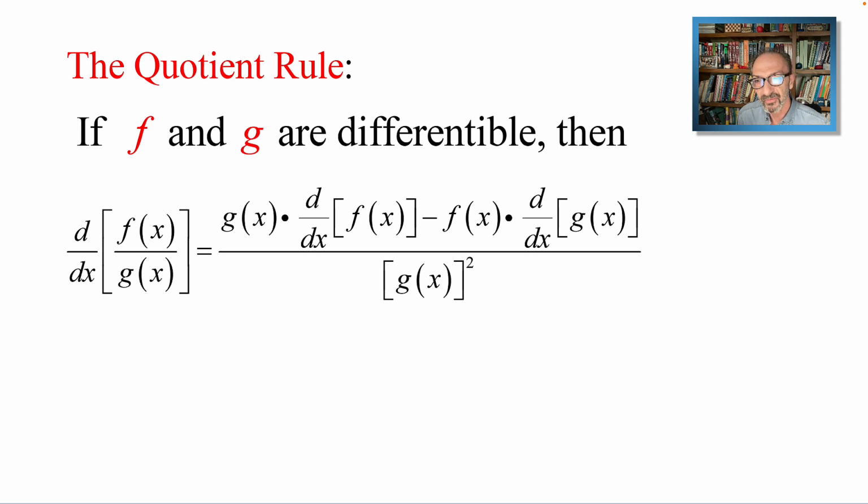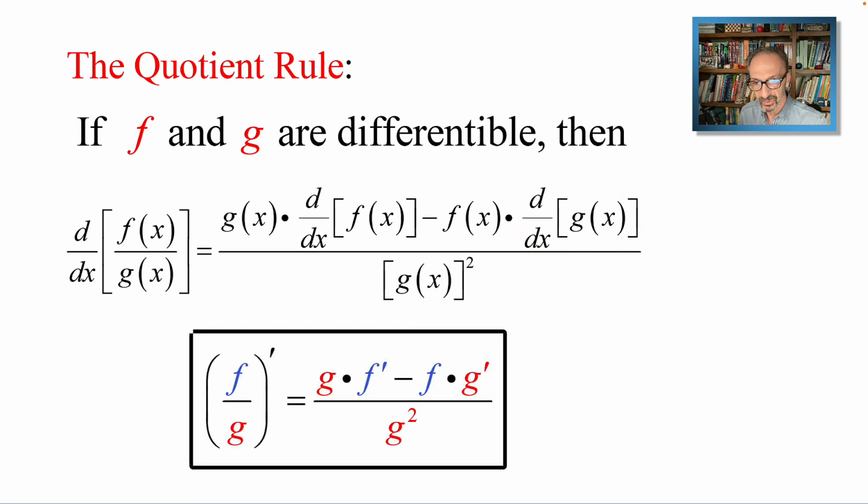So the derivative of f over g with respect to x, that's d dx, will give me g of x squared in the denominator. We place g of x on top, times the derivative of f of x, minus f of x multiplied by the derivative of g of x. Kind of lengthy to read, but we have the short form: the derivative of f over g would be g squared down, g times f prime minus f times g prime.